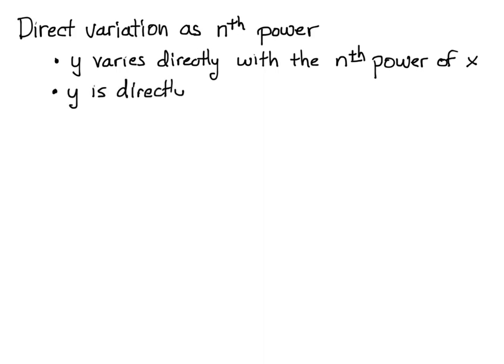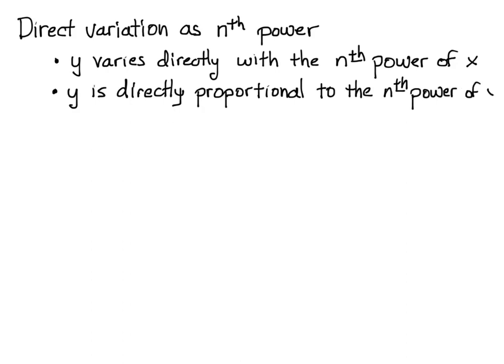So we have these kinds of things going on. Another way to say that is y is directly proportional to the nth power of x. Okay, so those are interchangeable. One says varies directly, the other one is directly proportional, and they mean the same thing.